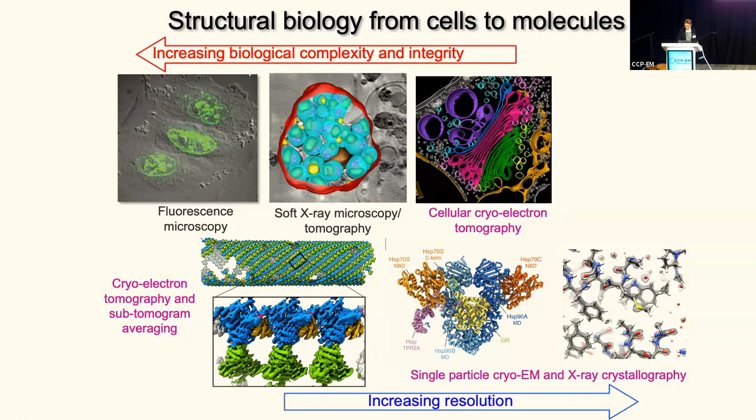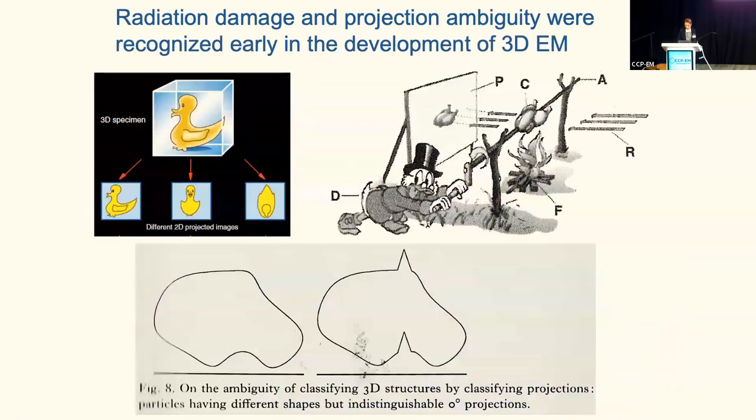So how did the EM side of this start? And I think it's always fun to go back and look at what was recognized early on. And in particular, it was all very obvious really early that the radiation damage was a big deal. And that was this old tomography picture showing the chicken being roasted as it was being imaged.